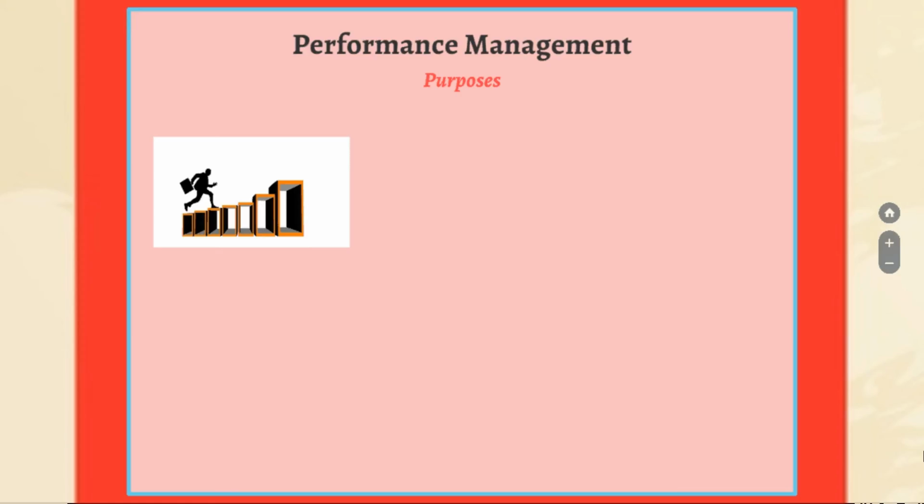Two, determine rewards and compensation. So performance management can feed directly into rewards and compensation as well by providing information for day-to-day decisions about salary, benefits, recognition programs, and so on. And is especially useful for incentive-based systems. So, for example, merit pay, performance-related pay.